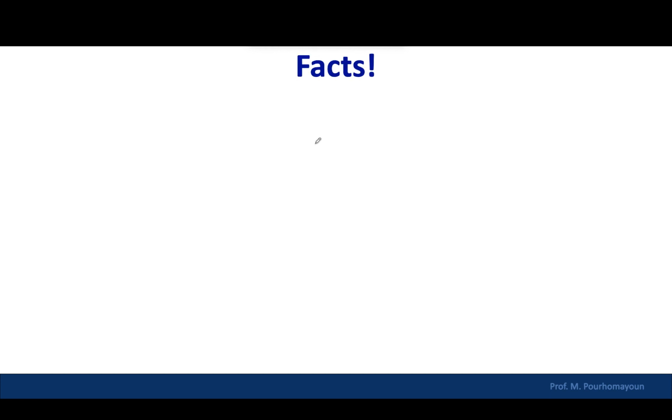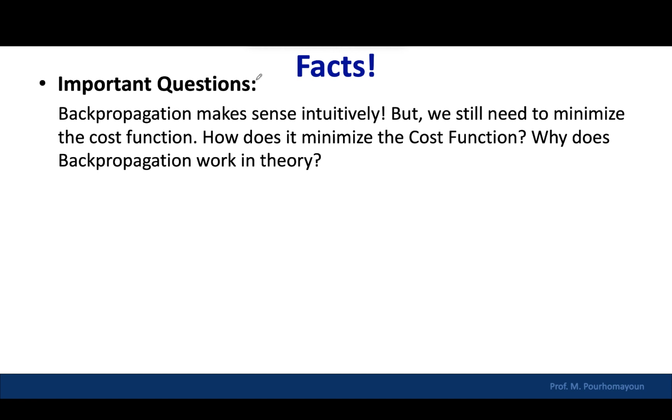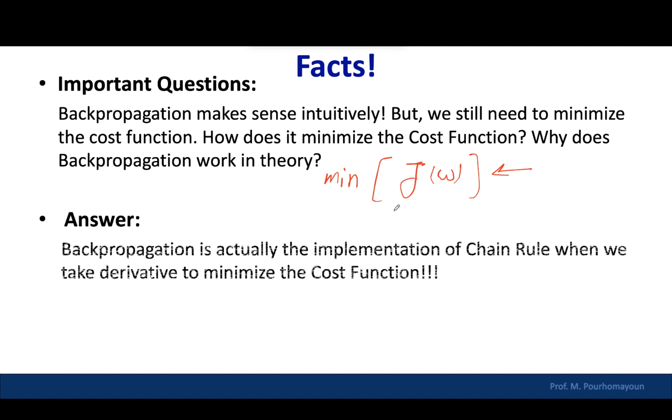Now, I want to tell you a fact which is very important. Here's a question. Backpropagation makes sense intuitively, but remember we wanted to minimize the J function, the cost function J(W), and we wanted to find the minimum of that. This was the theory, what we wanted to do. How come this backpropagation is the same thing as this? This is the question. The answer is simple.